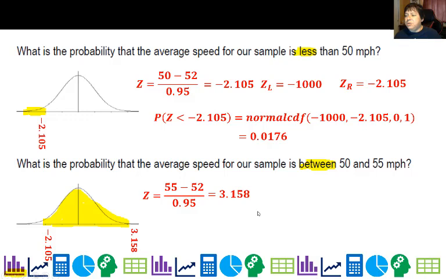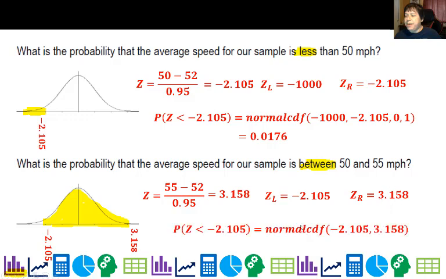And I'm just going to do normal CDF. Z left is going to be negative 2.105. Z right is going to be 3.158. And I get 0.982, which is about 98.2%, which kind of makes sense based on our picture. Remember, whenever you're stuck and you're getting the wrong answer, you can draw a quick curve. You don't need to be super accurate. Just draw a hump and make sure you're on the right side of the average, and then figure out where you're shading, and that will help you define what your left and your right numbers are.